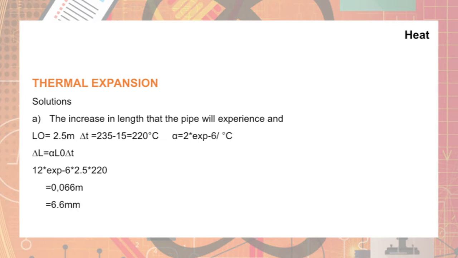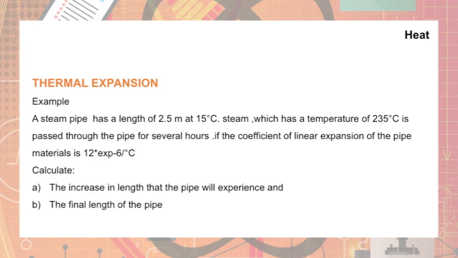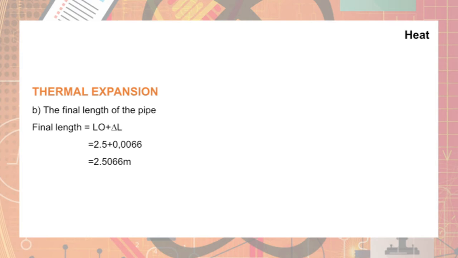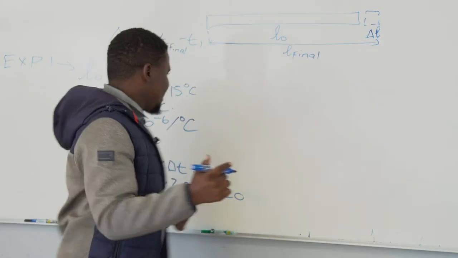Then now, when we check our question, let us check on our PowerPoint slide. The second question says, calculate the final length of the pipe. For the final length of the pipe, what do they want? Meaning, they are requesting this final length. We are to add the initial length plus the small millimeters in which our steel pipe is increasing.